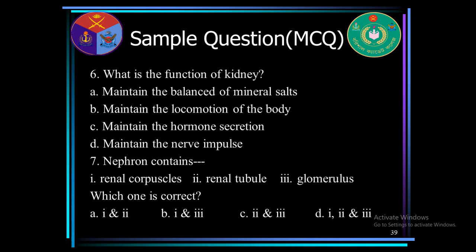Number 6. What is the function of the kidney? Maintain the balance of mineral salts, maintain the locomotion of the body, maintain the hormone secretion, maintain the nerve impulse. So the answer is A, maintain the balance of mineral salts. Number 7. Nephron contains renal corpuscle, renal tubule, glomerulus. Which one is correct? 1 and 2, 1 and 3, 2 and 3, 1, 2 and 3. So all are correct. So the answer is D, 1, 2 and 3.